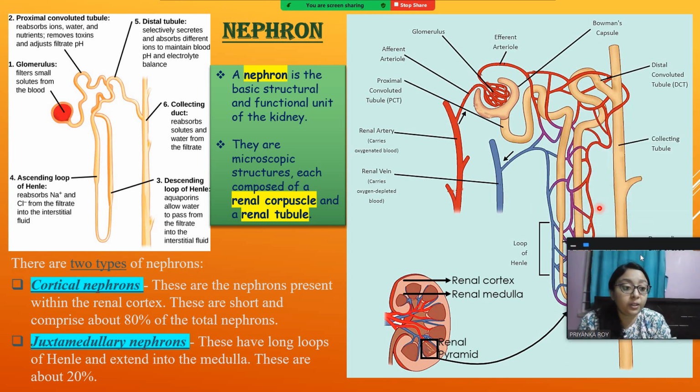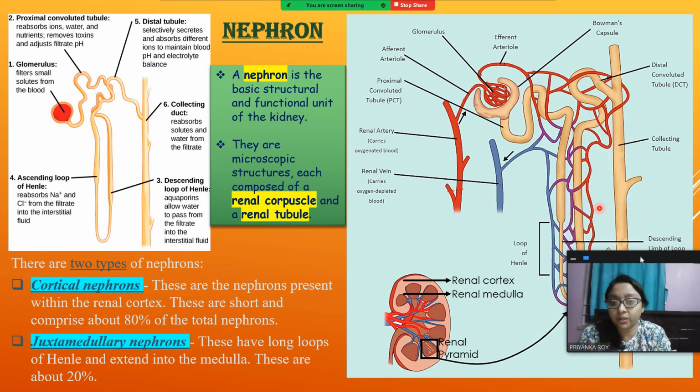Nephron, as you already know, is the basic structural and functional unit of the kidney. It is mainly composed of a renal corpuscle and a renal tubule. The renal corpuscle is the Bowman's capsule and glomerulus part, and the tubule is the proximal convoluted tubule, then the U-shaped loop of Henle, and then the distal convoluted tubule. So the PCT, Henle's loop, and DCT together form the tubule. The DCTs of all the nephrons go there and merge with the collecting tubule.